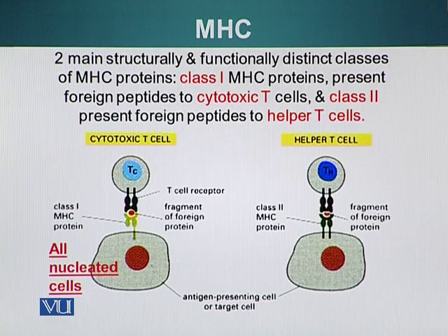Here in the diagram, you can see that these MHC proteins are displaying a protein fragment, which may or may not be foreign in origin. It is being displayed by these cells, and T cells can recognize that. Class 1 MHC proteins are present on the surface of all nucleated cells, whereas class 2 proteins are present only on the surface of antigen-presenting cells, which we defined as B cells, macrophages, and also dendritic cells.